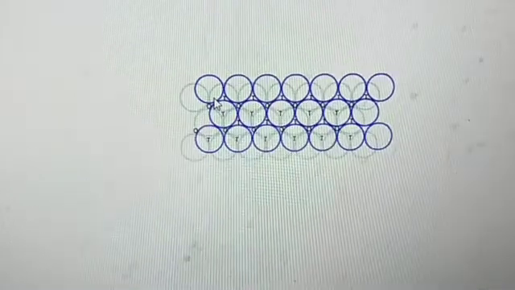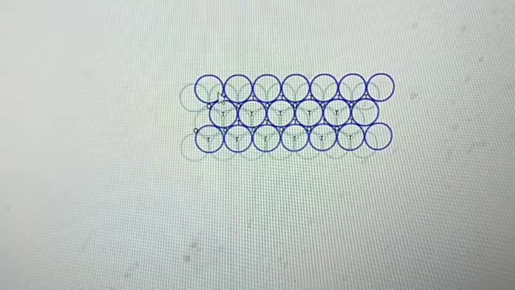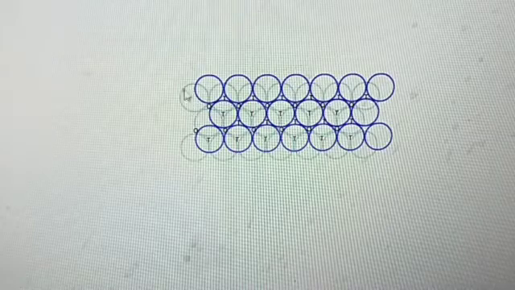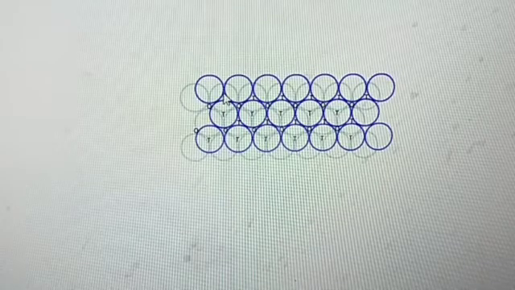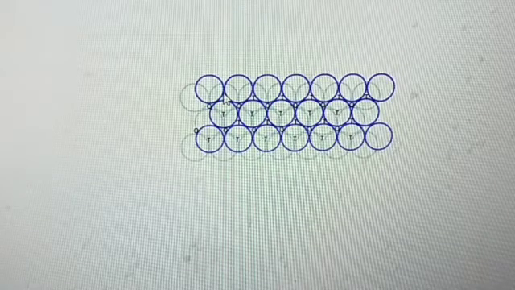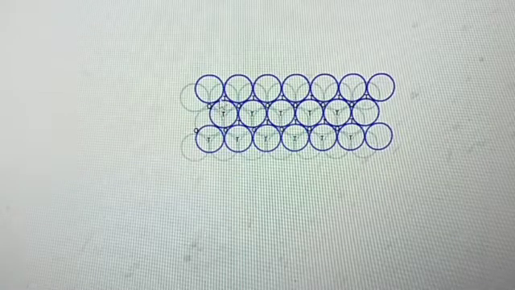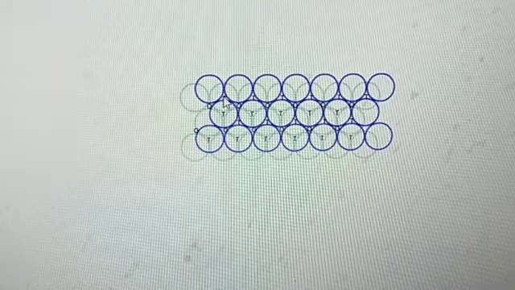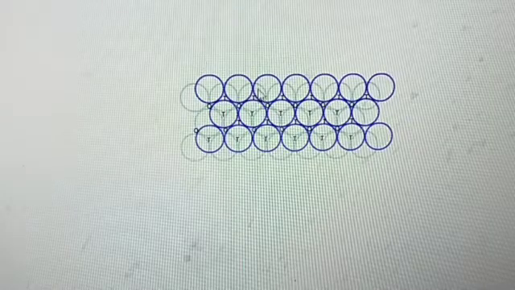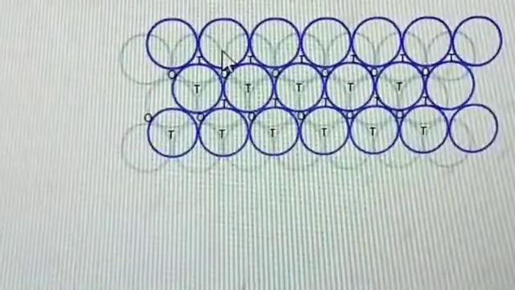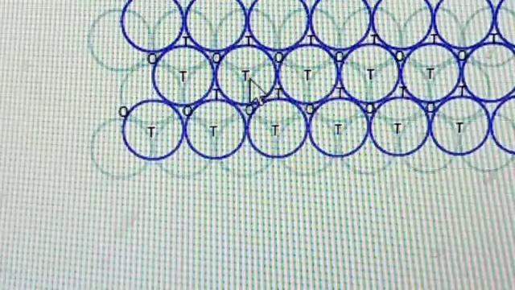Whenever a sphere of the second layer is above the void of the first layer, which void is formed? Tetrahedral. So this is one layer, this is one layer, and this is one layer. So when a sphere of the second layer is present above the void of the first layer, we can get a tetrahedral hole. Now this is a tetrahedral hole. This is also a tetrahedral hole. Now you can observe clearly a tetrahedral hole is formed. This is a tetrahedral hole and this is also a tetrahedral hole.